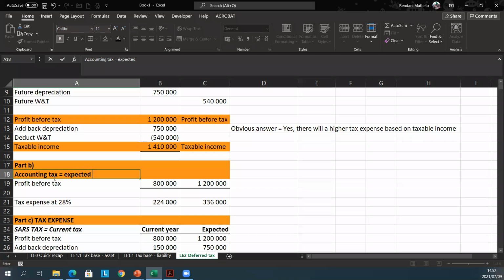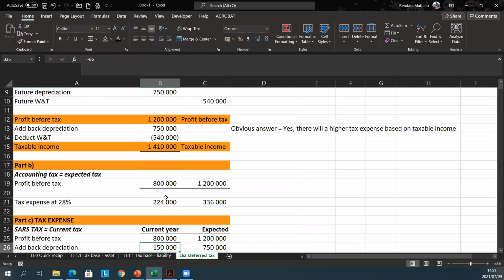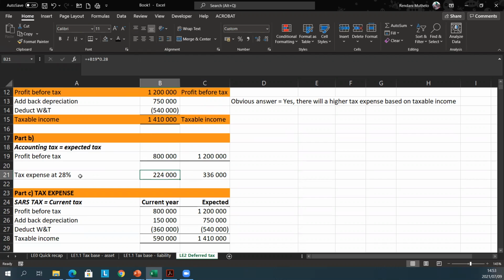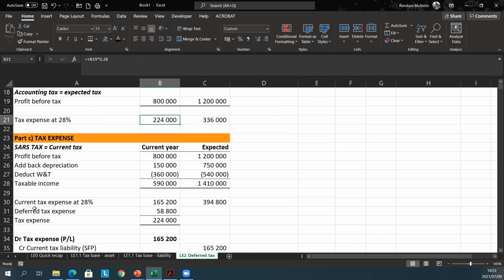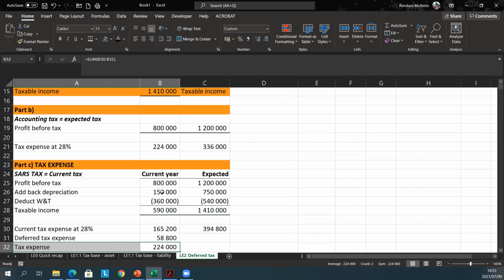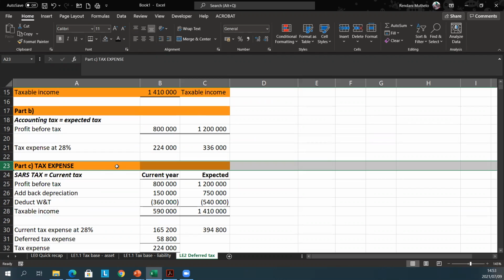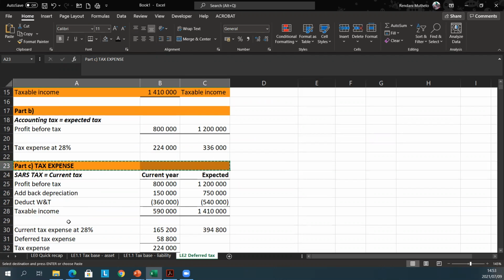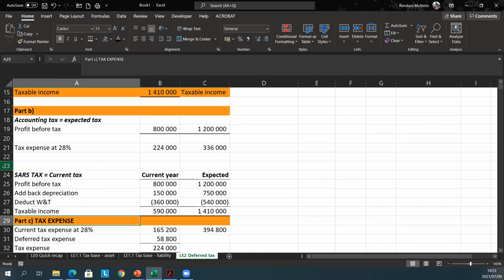And I'm calling it expected tax, because that's what is expected by the shareholders. If you tell me that you've got 800,000, I expect that the tax is 224. Then we are now saying that the tax expense for the year is the sum of the two amounts. So we sum up the current tax.